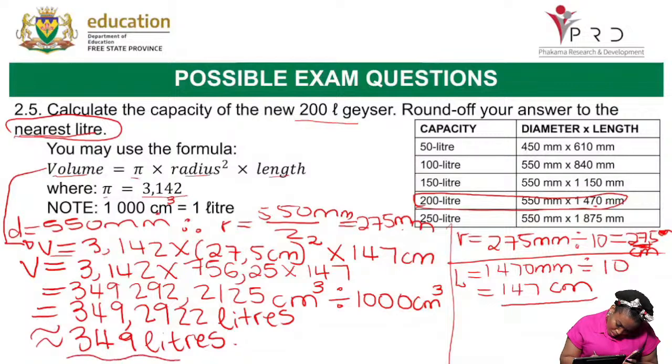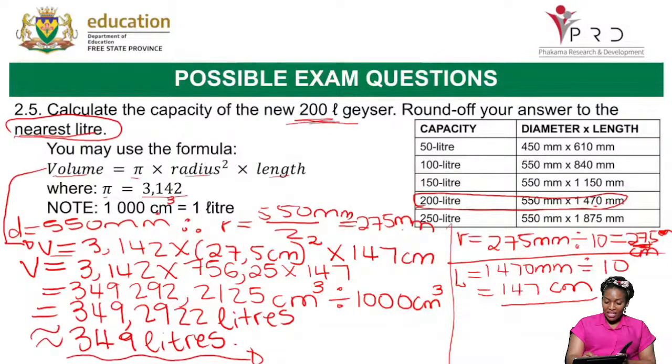So this would be the volume of what? This is the volume of the 200 liter capacity. So the geyser is written that it is 200 liters, but in actual fact, its capacity is actually 349 liters. How nice, how wonderful is that? I hope you're able to follow. I know it's quite lengthy, it's very lengthy, but it is not difficult.